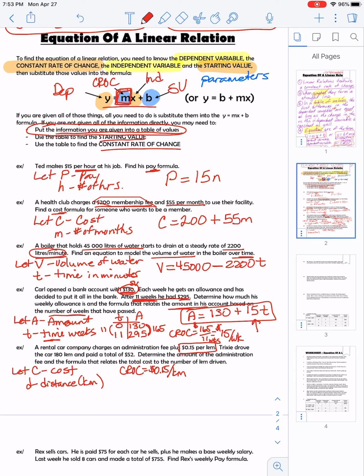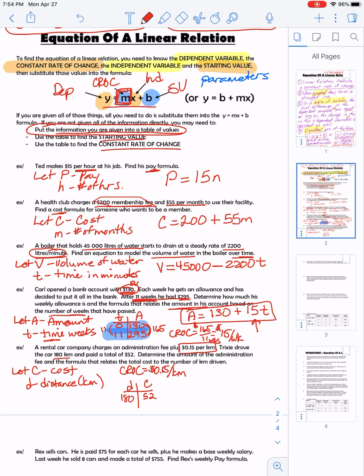Okay, so how are we going to do this one? We don't know what the starting value is. Even a table of values isn't necessarily going to help us here, because if I try to do a table of values, I've got a distance. I know that at 180 kilometers the total cost is $52, but I don't know anything else. For the table of values to be helpful, we have to be able to put two lines. It doesn't matter if it's a starting line, like a 0 line, and another line, but you need two lines for it to be any good to you.